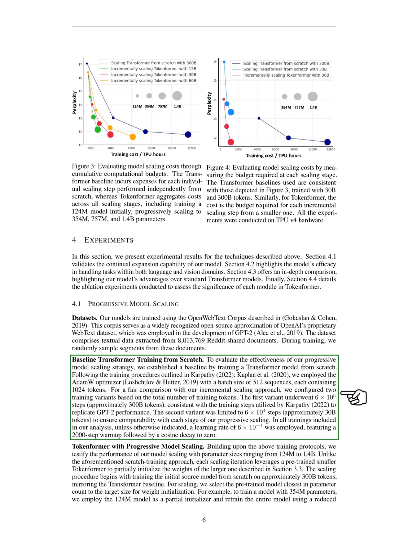Section Summary. In this section, we demonstrate that our progressive model scaling approach effectively enhances training efficiency by allowing the integration of new parameters into larger models while reusing pre-trained weights, resulting in significant computational cost savings. Our experiments show that this method achieves comparable performance to standard transformer models trained from scratch, but with substantially reduced training budgets, validating the effectiveness of our scaling strategy.